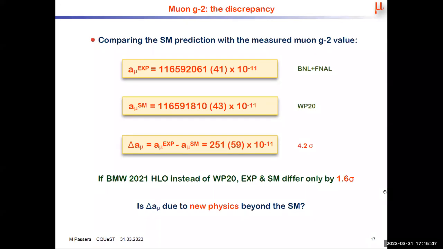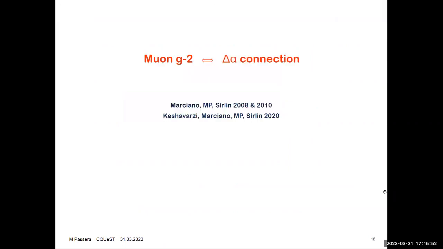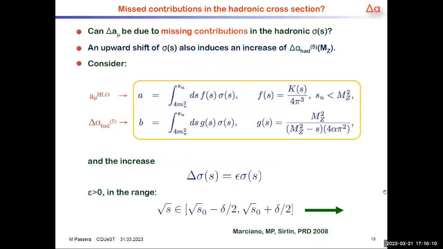So instead of moving to a new area, which is how we can explain the discrepancy, I would like to tell you another point, which I found interesting over time. I worked on it a long time ago with Bill Marciano and Alberto Sirlin, and then we redid this analysis much better, in much more detail, in 2020. It has to do with a question we asked ourselves: can the discrepancy between theory and experiment be due to some missing contribution in the hadronic part, some missing part of the hadronic cross-section?